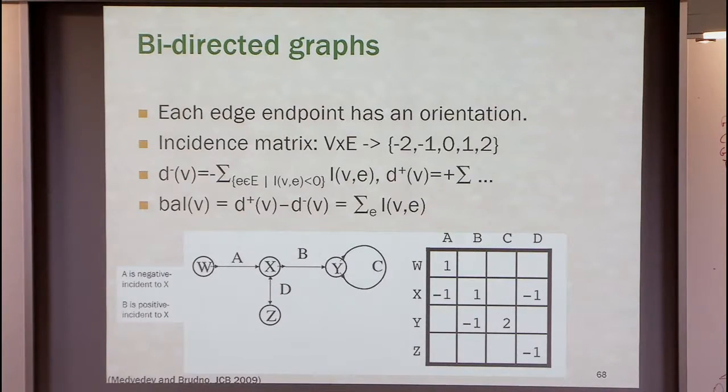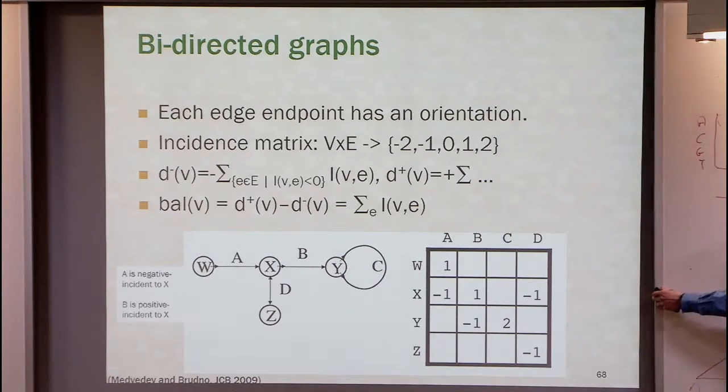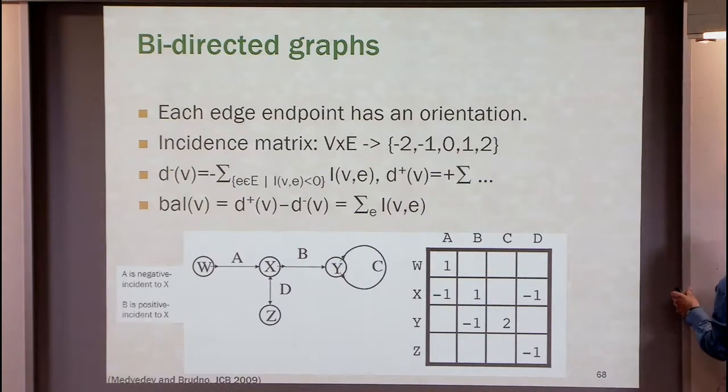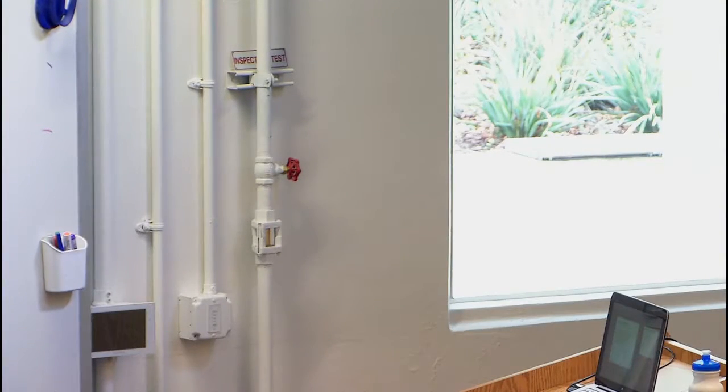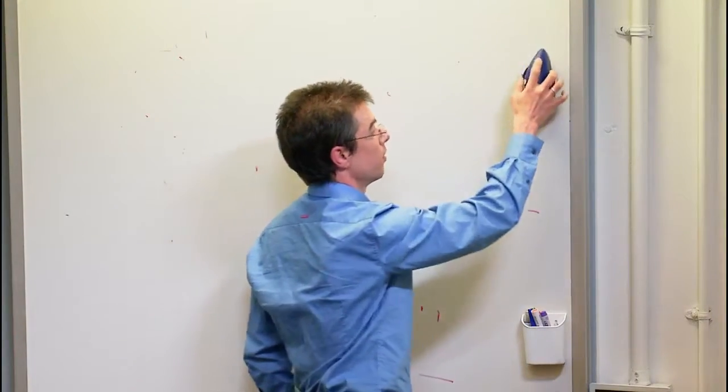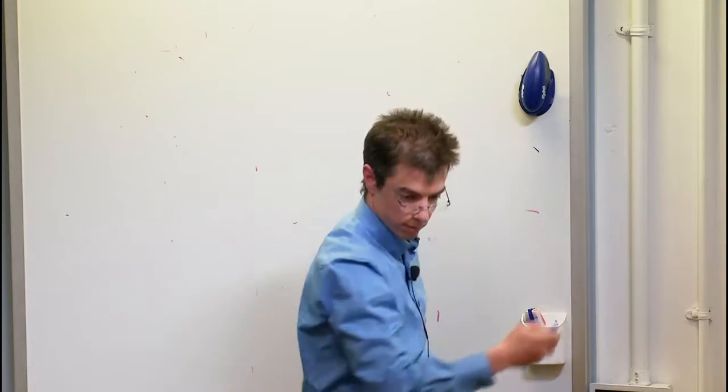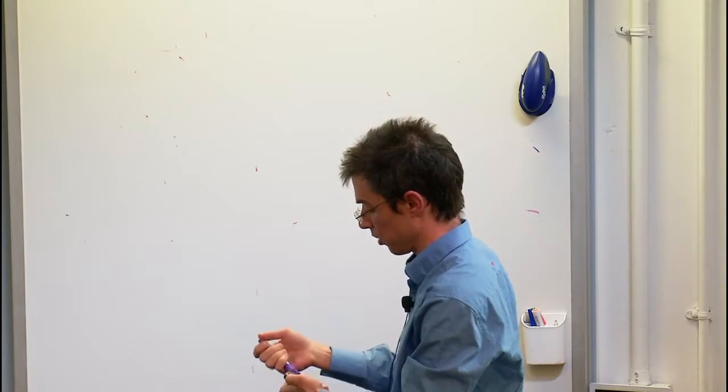So what is a bidirected graph? Maybe I should have this erased. Room to write some of the definitions. Yes, this is a new notion to some of you.